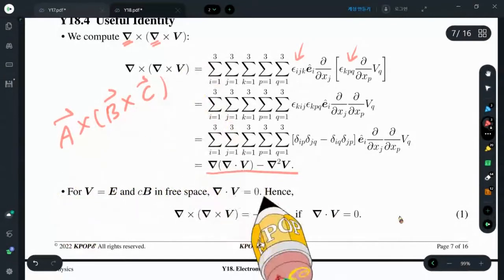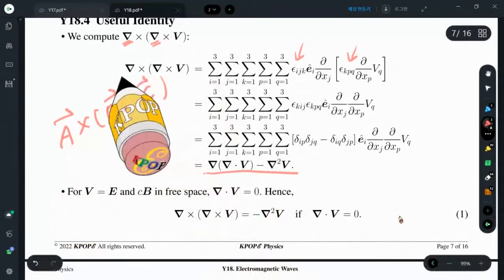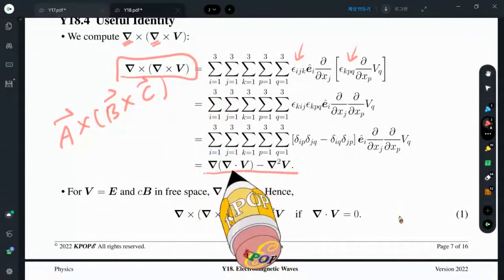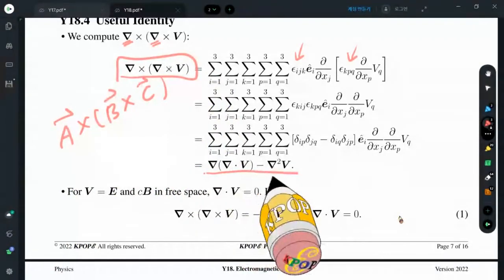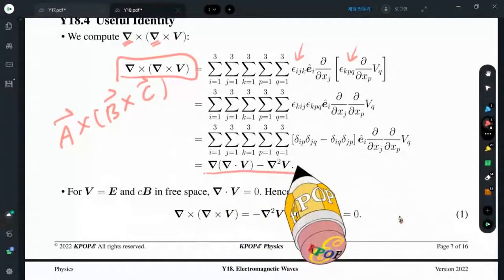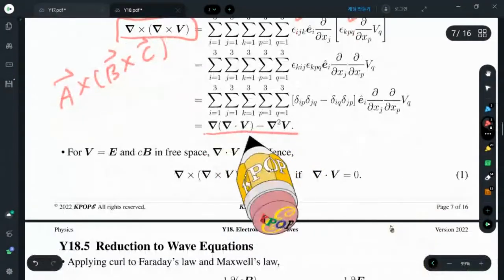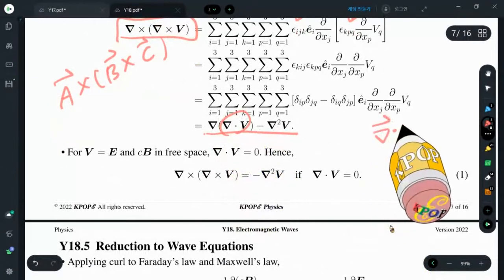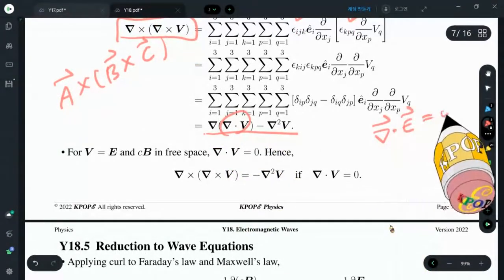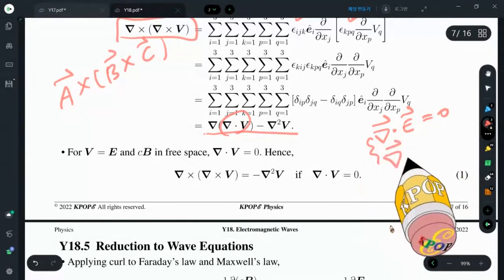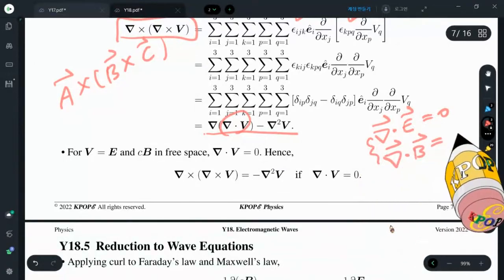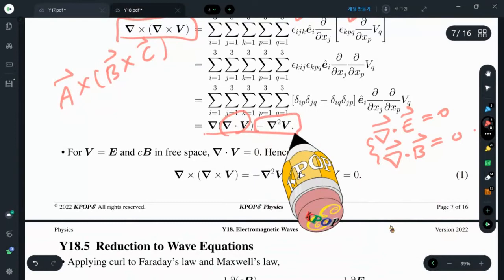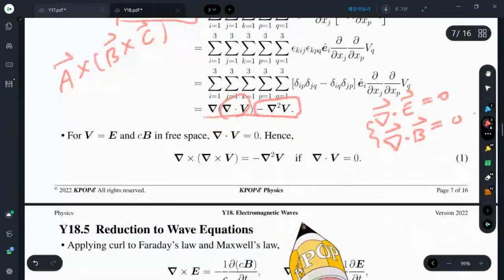Using this one, you can find that the curl of the curl of a vector field is the gradient of the divergence subtracted by the Laplacian of the vector field. So you will find this one is always zero because in vacuum it is zero, and the magnetic field divergence is also zero. So we are more interested in the second term only.